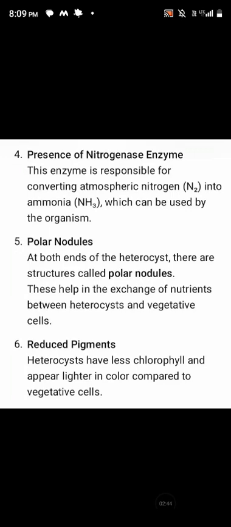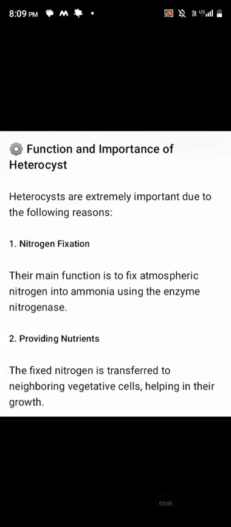Fifth, polar nodules. At both ends of the heterocyst, there are structures called polar nodules, which help in the exchange of nutrients between heterocyst and vegetative cells. Sixth, reduced pigments. Heterocysts have less chlorophyll and appear lighter in color compared to vegetative cells.